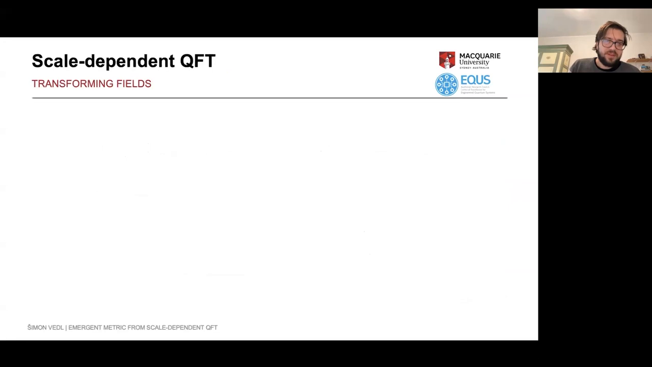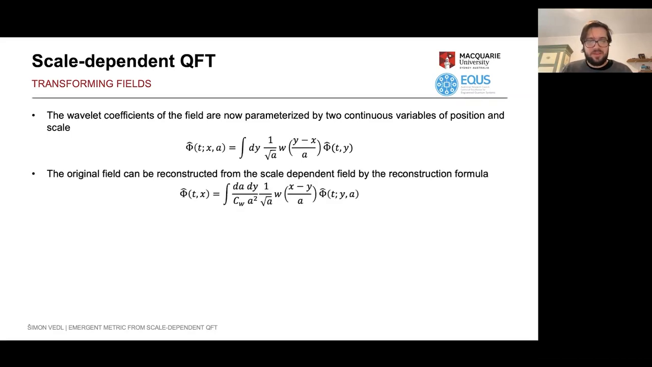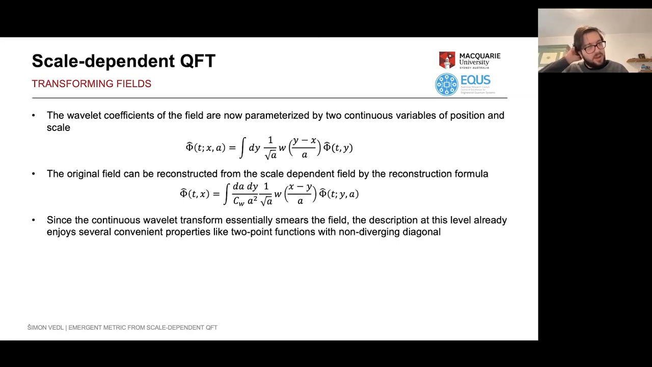Right. So this brings us to the topic of scale dependent quantum field theory. We just perform the wavelet transform on our field. Before, we discretized the theory to a lattice, but now we go from a continuous theory to a continuous theory. But it has some interesting features. Already at this point, some things are regularized. For example, the two-point functions, right?